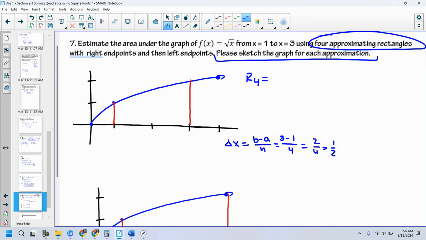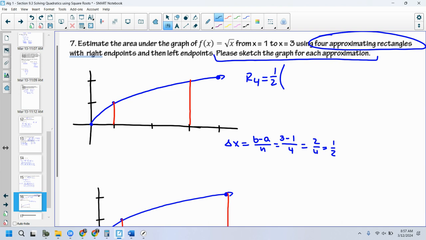All right, so we got our delta x, 1/2. I'm going to put that all the way out in front, right? I just factored it all the way out. Okay, so now I'm just going to line up my 4 y values. Now this may change depending on right side versus left side approximation.